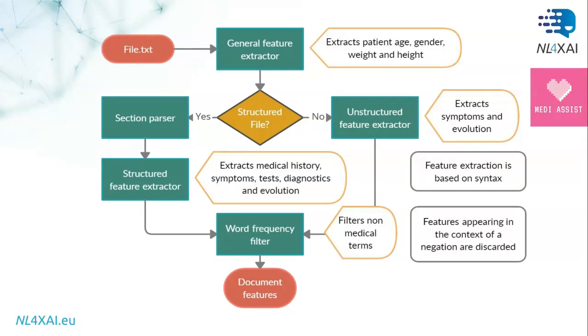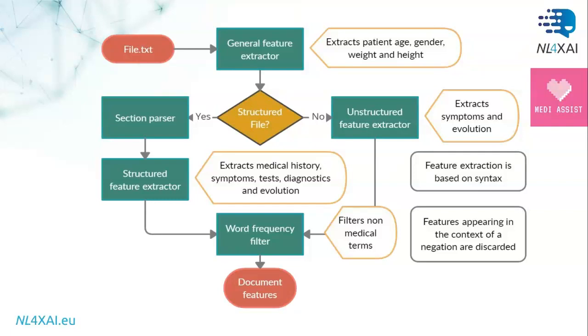first, the textual file is passed to the general feature extractor, which takes care of extracting demographic information such as patient's age and gender. Then it is determined whether or not it's a structured file. We noticed that a lot of the records followed a specific structure where there were separate sections for the physical exam, symptoms, and treatment and such. So if the document follows that structure, then we pass it on to a more robust and advanced section parser, which then extracts medical history, symptoms, and other specific keywords related to different specific sections in the medical record.